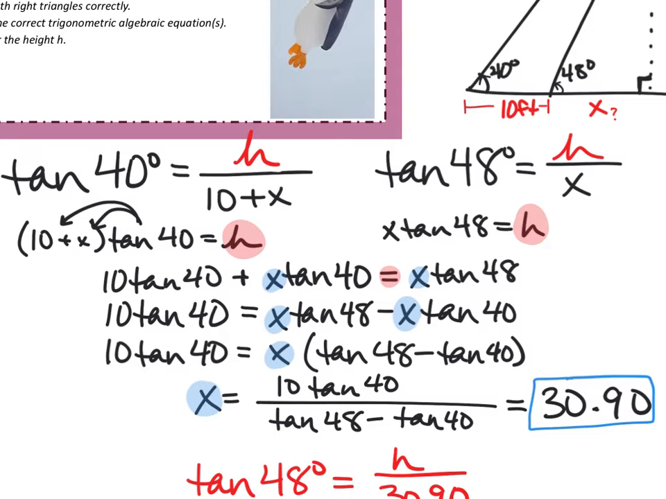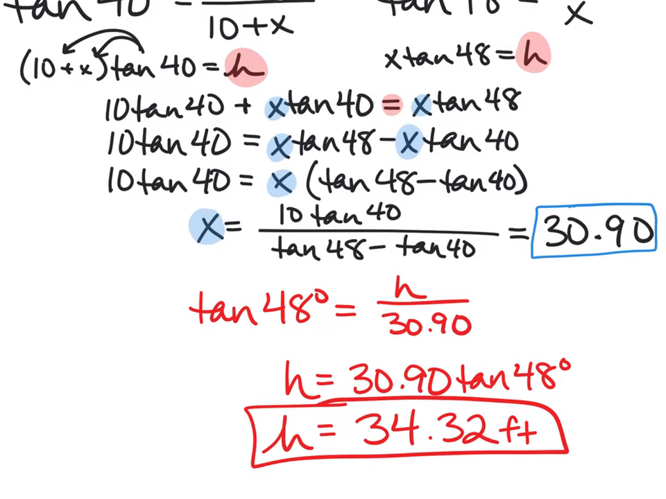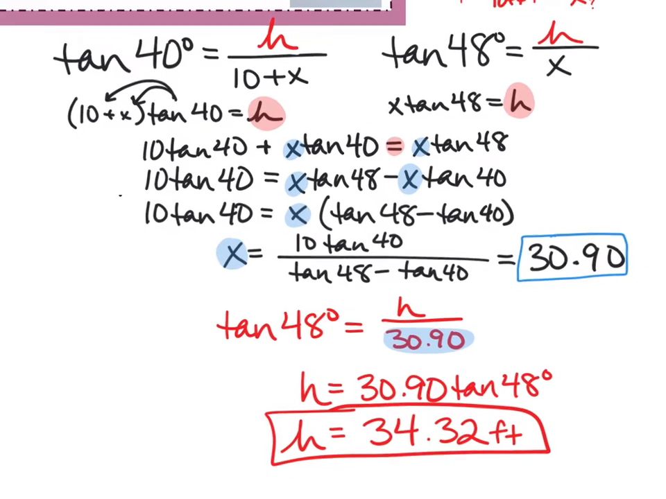Well, that's great, but that's not actually what I care about. Remember, I care about finding h. So if we were going to plug the x value back into one of these equations, would you rather plug it into this first one or the second one? Yeah, hopefully you're saying the second one because there's less algebra to do there. So what we're going to do is plug it in. Tangent of 48 is equal to h divided by x, which we just found to be 30.90. Quickly solve for h. We get that h is equal to 30.90 times tangent of 48 degrees. And finally, that penguin is 34.32 feet in the air.